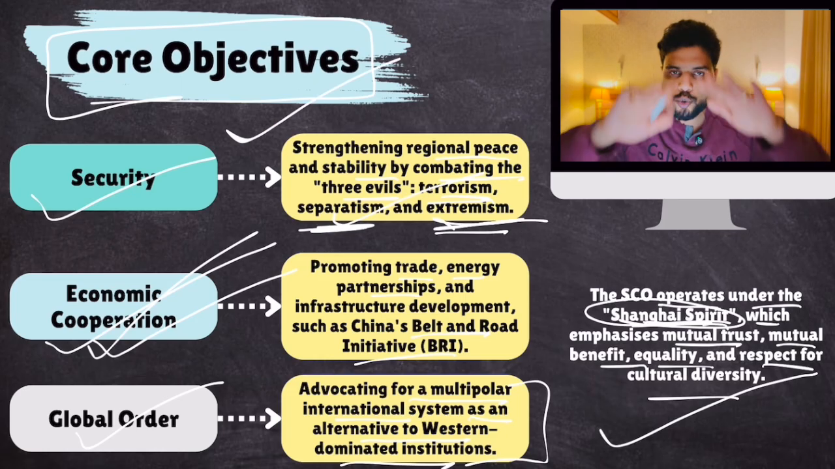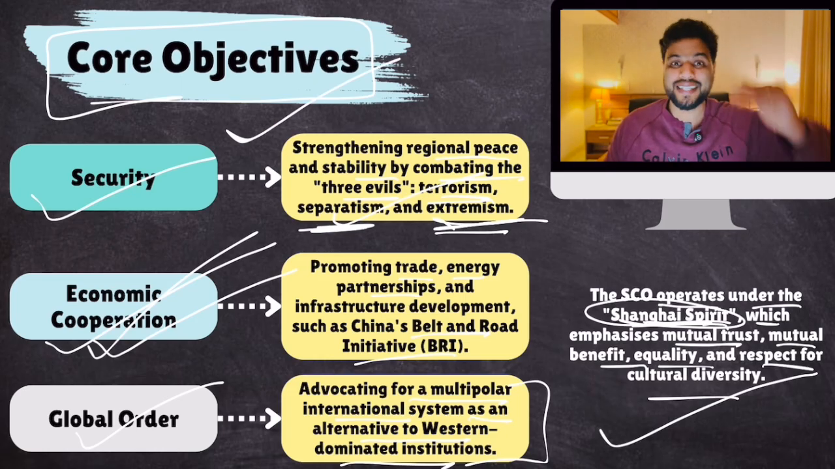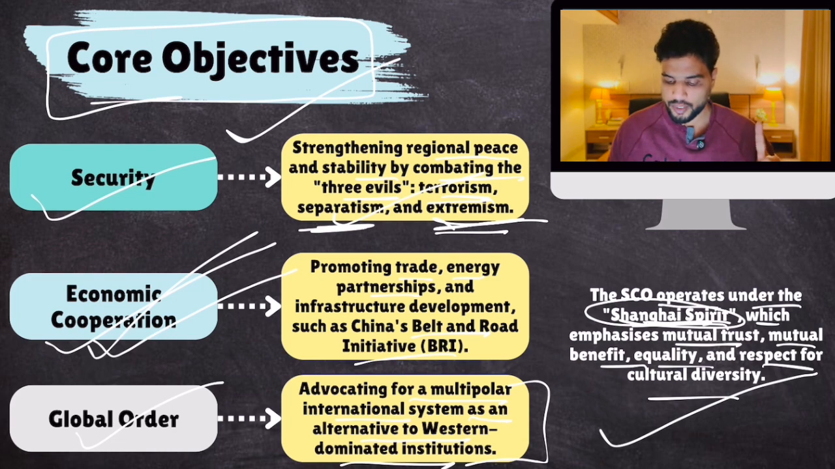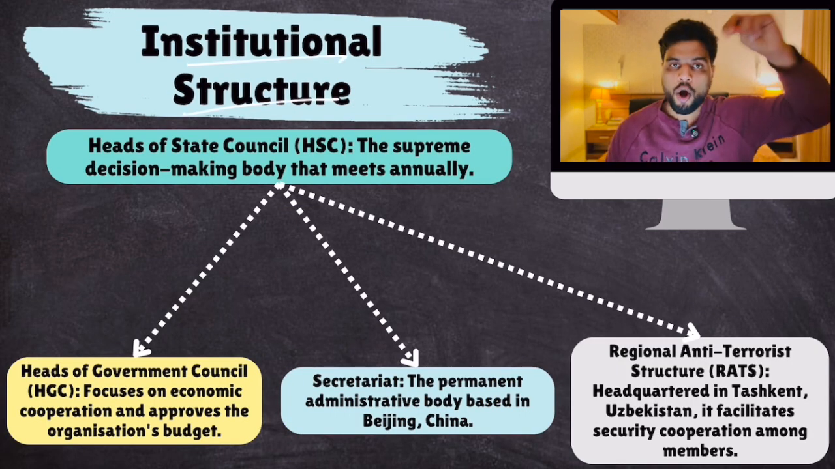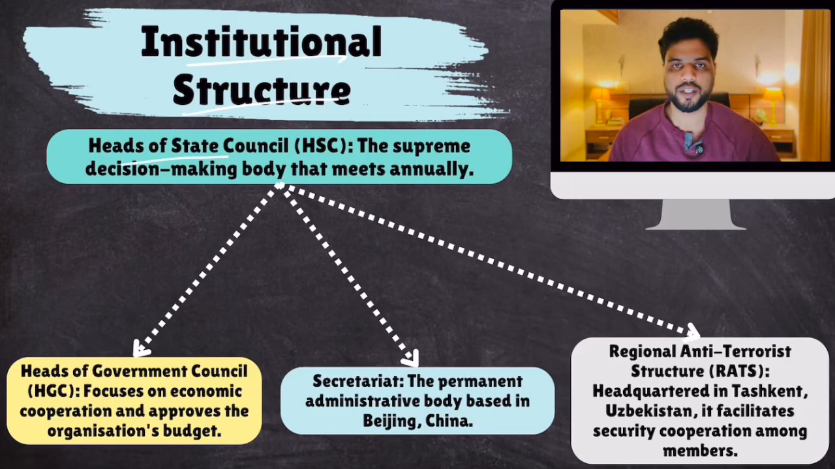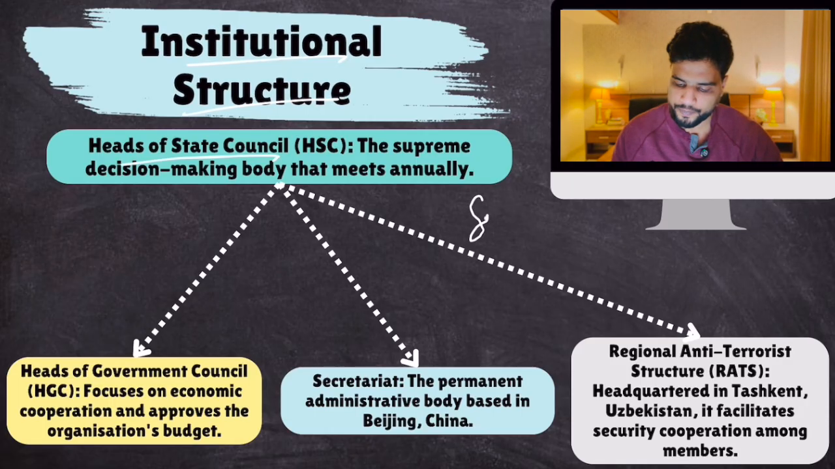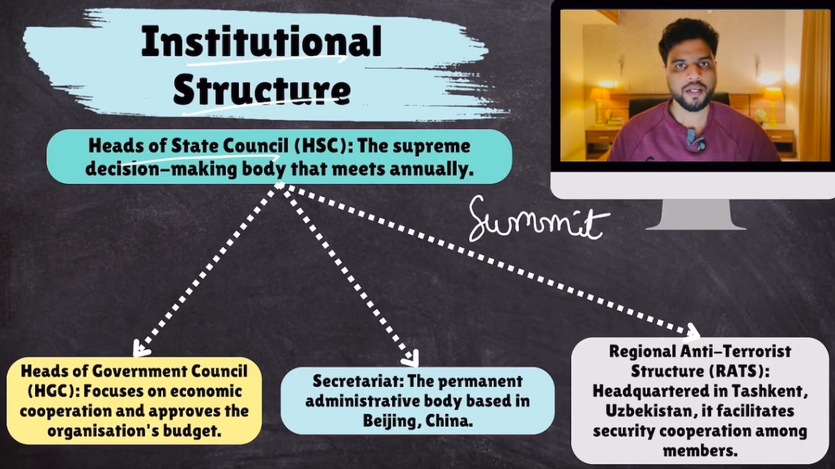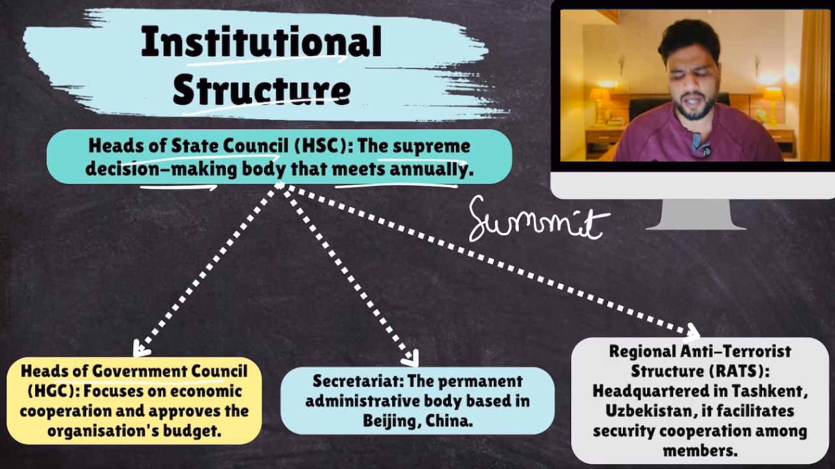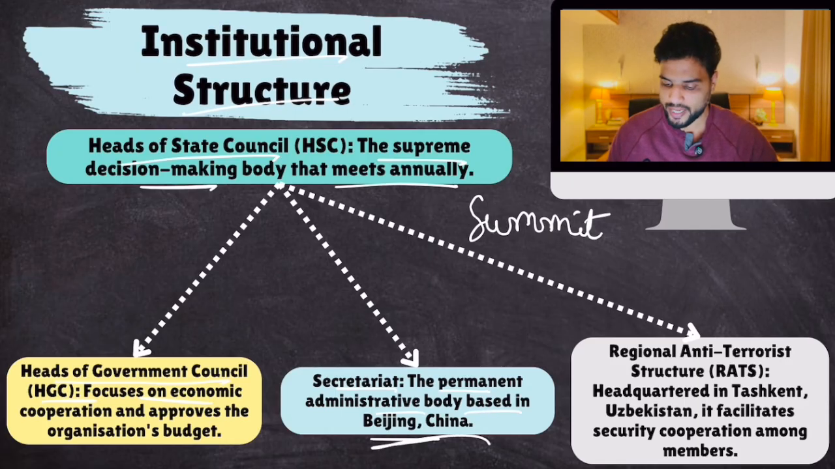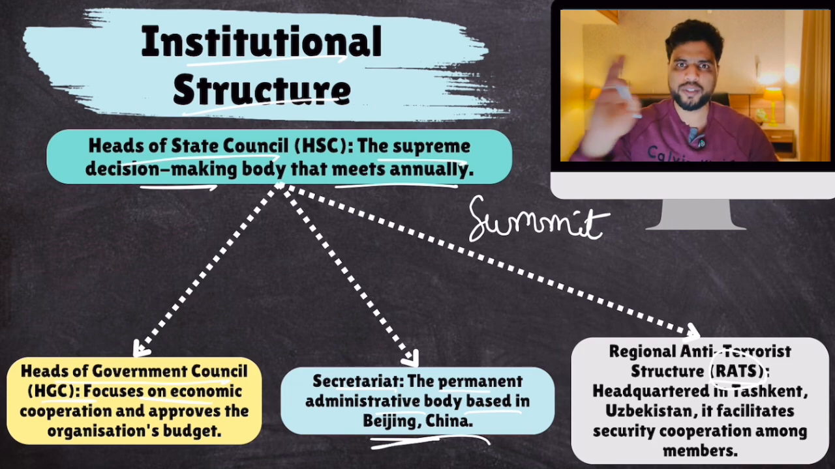Now, if we talk about the institutional architecture, okay, what institutions are there under SCO? This is very important. So here is the institutional architecture. The top organization in SCO is the Heads of State Council. It meets every year in a summit, which is known as the SCO Summit. Okay, the supreme decision-making body that meets annually. Then there is the Heads of Government Council, which is for economic cooperation. Then to do all the back-end paperwork, there is the Secretariat, the permanent administrative body based in Beijing. And you remember we talked about RATS. It is a separate organization but functions under SCO, whose sole purpose is counter-terrorism.